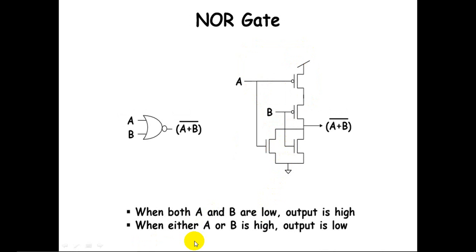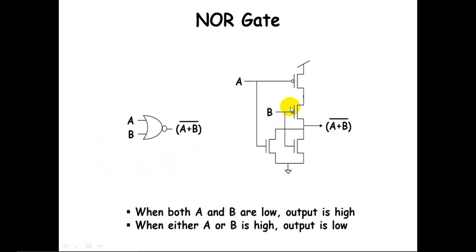Now again we are back with the NOR gate. This is the circuit for the NOR gate, and this is the truth table for the NOR gate. We all know it's just the opposite of the OR gate. Whenever both the inputs are low, output is high, and when either of the inputs is high, output is low.